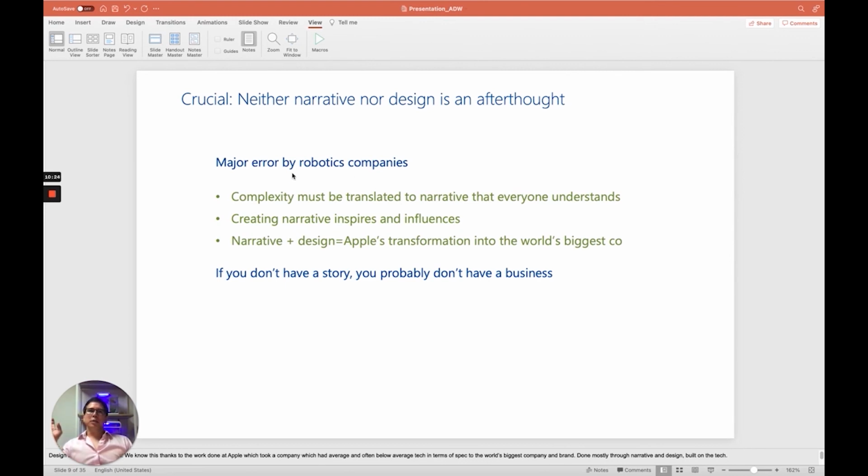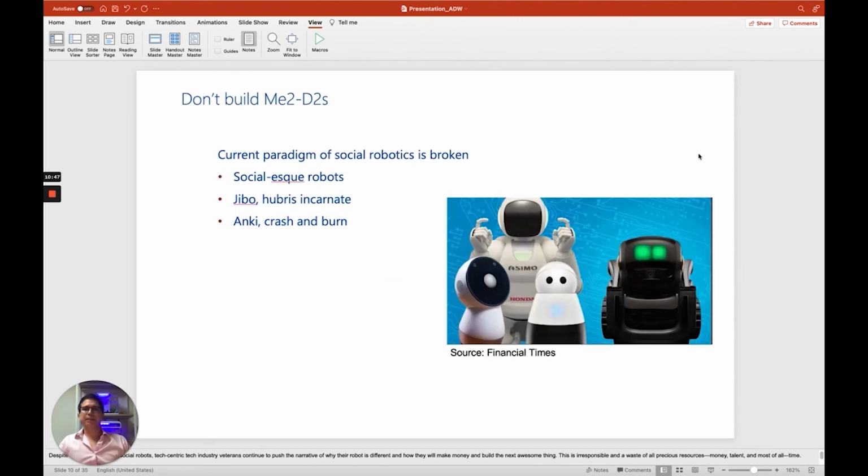And going to the presentation, some of the major errors by robotics companies are, one, complexity must be translated to a narrative that everyone understands, creating a narrative that inspires and influences. And if you don't have a story, you probably don't have a business. I like to call these "don't build me to D2s."